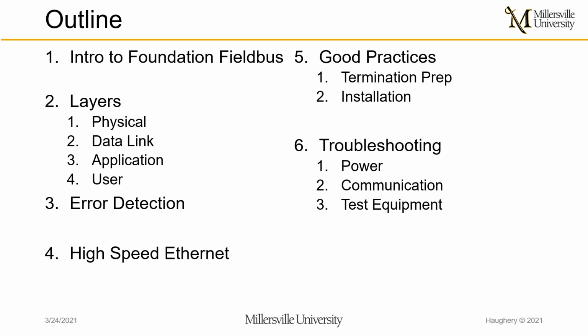The outline of this presentation will go with a small introduction to Fieldbus, and then describe the physical layer, the data link layer, the application layer, and the end user layer. Have an area of error detection, how Fieldbus operates with high-speed Ethernet, and some good practices on how to terminate and install Fieldbus wiring. Also, how to troubleshoot the equipment and other errors that may crop up along with Fieldbus.